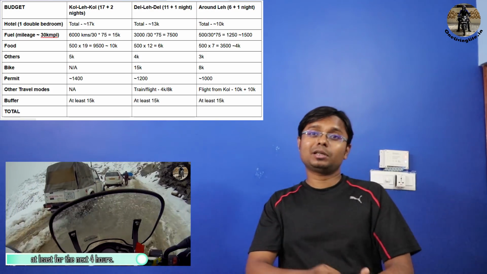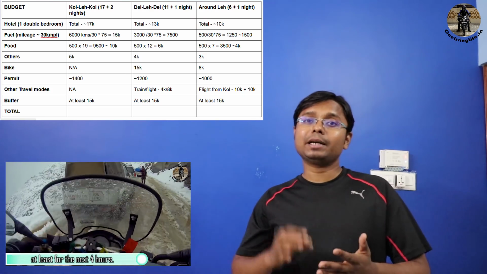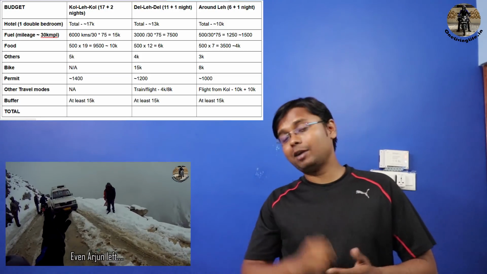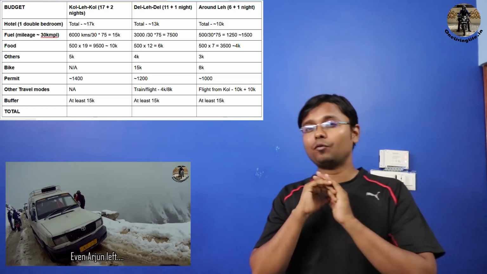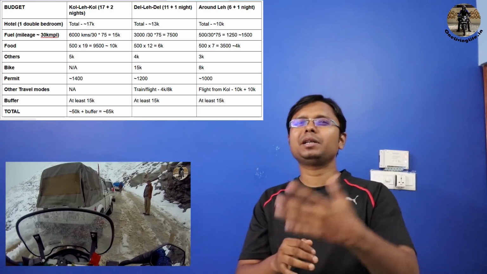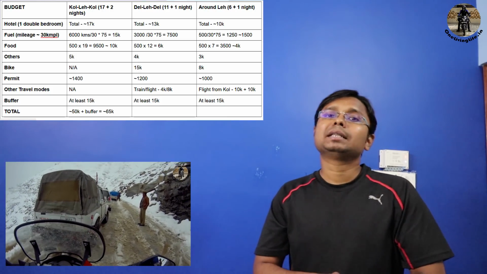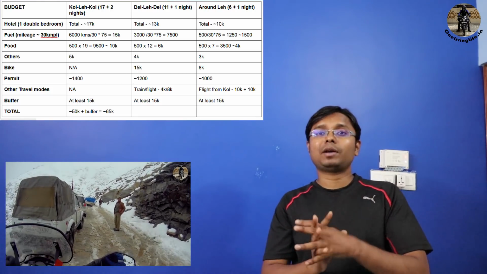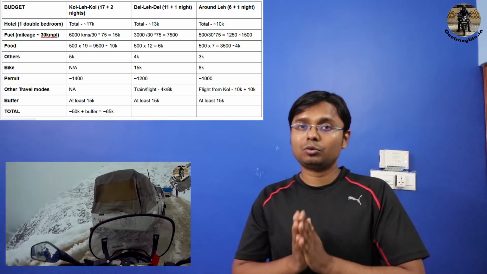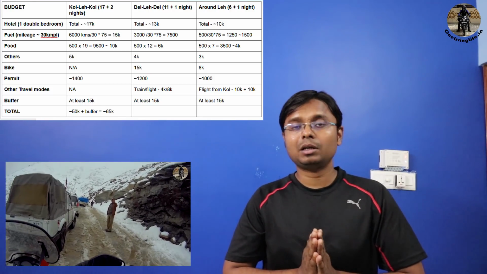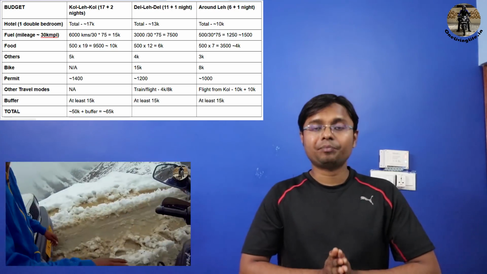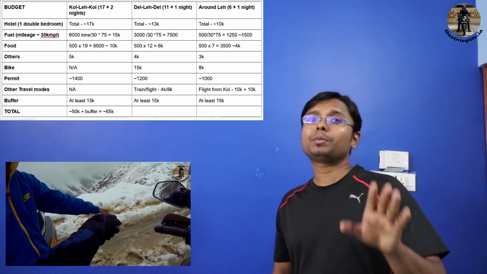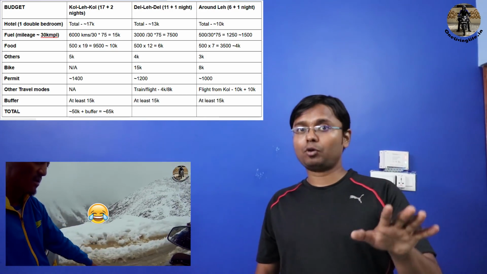Let's come to the total cost. The total cost for those people riding from Kolkata to Leh and back to Kolkata would be somewhere around 50,000 rupees plus the buffer money. Let's consider it 15,000. That is, you need to have at least 65,000 rupees with you to start riding from Kolkata, go to Leh and come back to Kolkata. Leaving the buffer money, the total cost would be 50,000 rupees approximately.